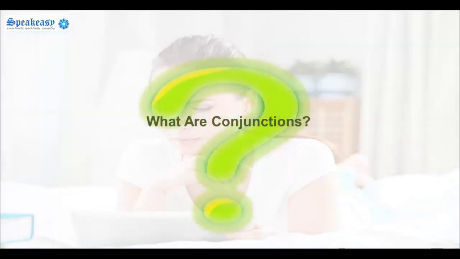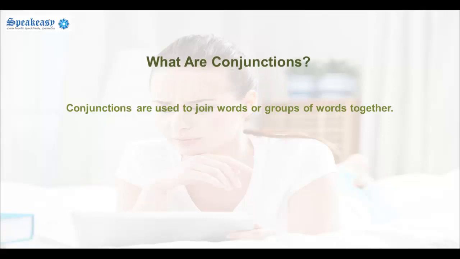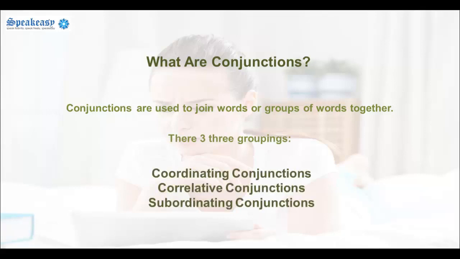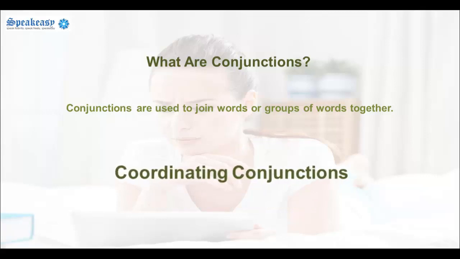So what are conjunctions? Conjunctions are used to join words or groups of words together. There are three main groupings: coordinating conjunctions, correlative conjunctions, and subordinating conjunctions. This class will focus mainly on the use of coordinating conjunctions.